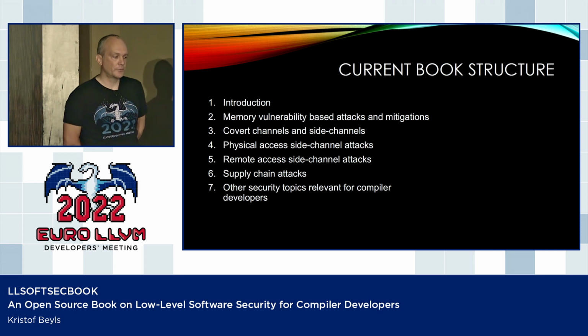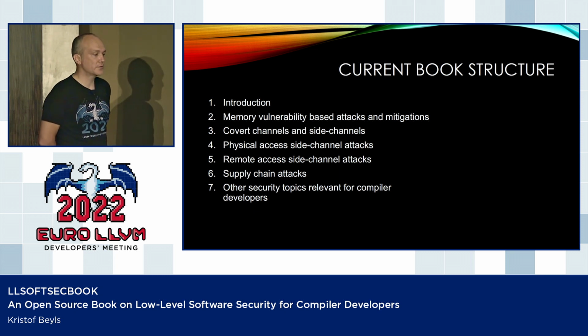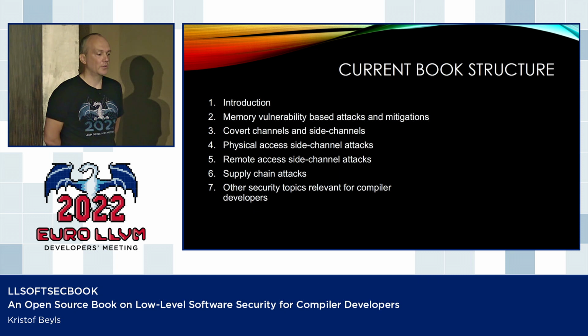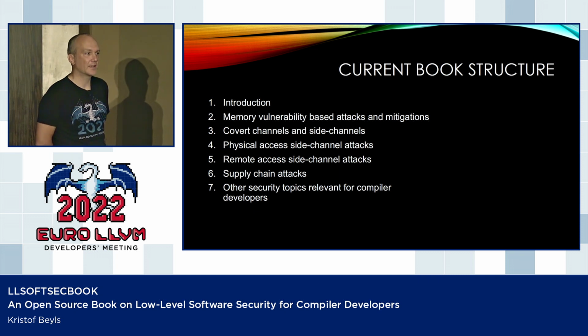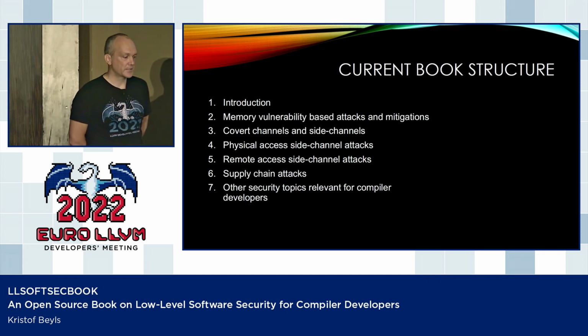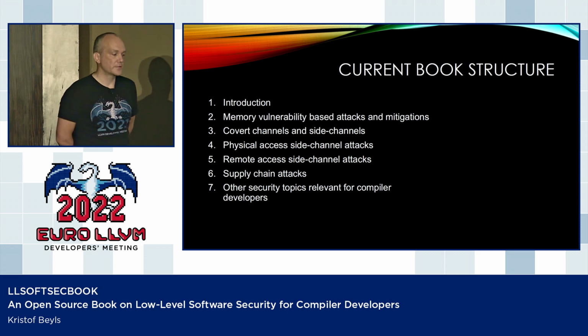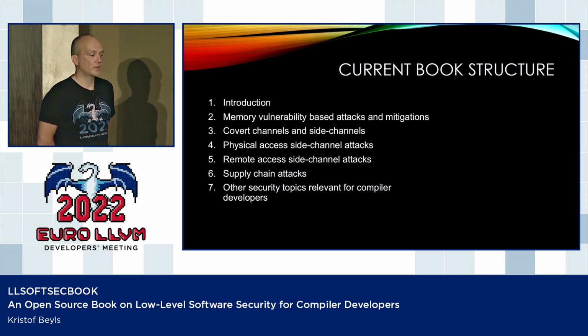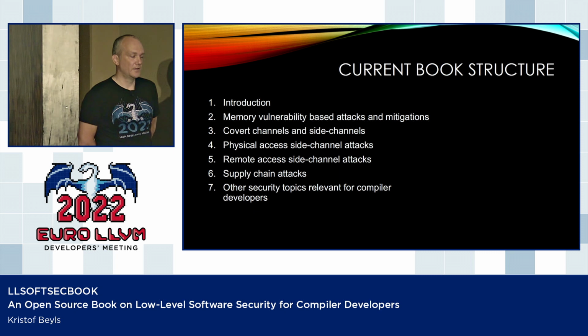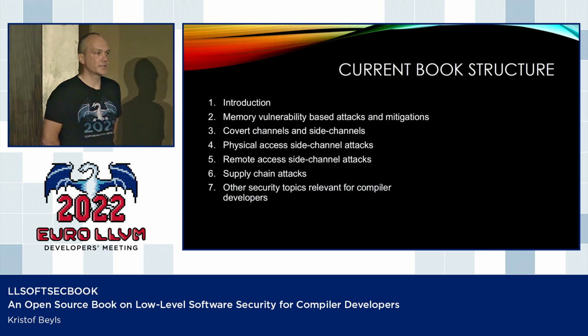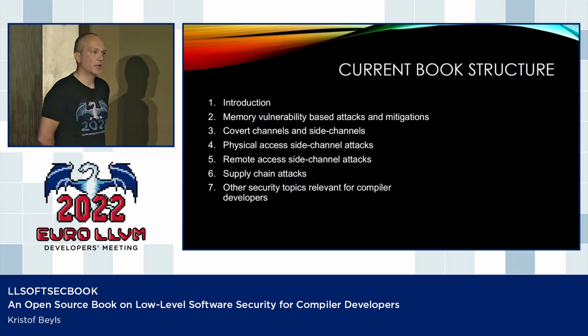Currently, the high-level structure of the book is roughly as follows. We have a chapter on memory vulnerabilities and the many mitigations that exist for that. Then there are a few chapters explaining covert channels and side channels of various sorts. We have a chapter about supply chain attacks.